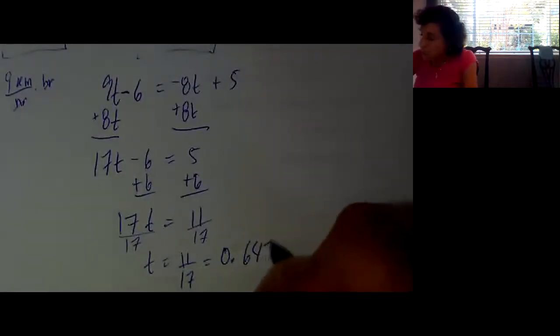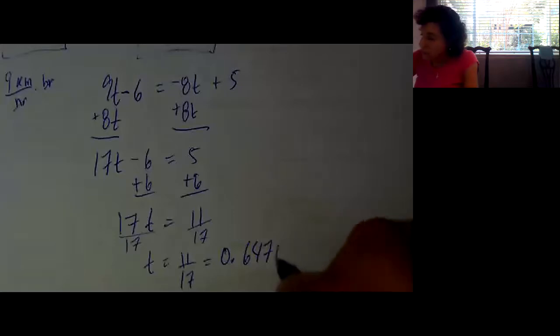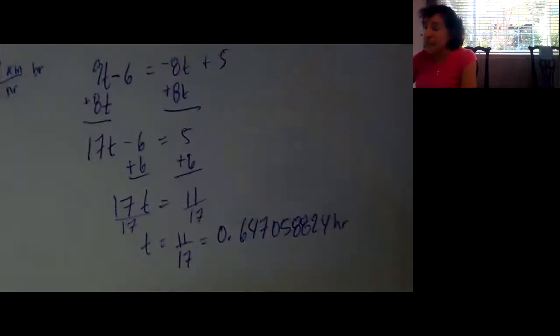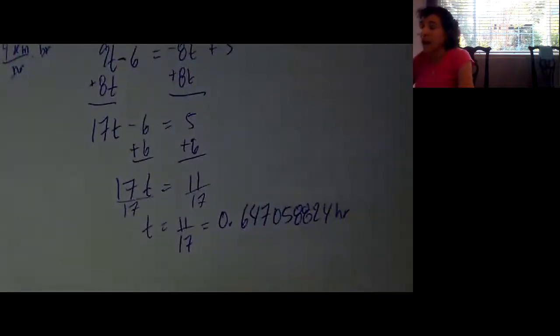So I use my calculator, and I'm going to tell you guys why I don't want you rounding things off. Don't round off until the very, very end because you're going to add error. Anyway, here's what my calculator said. So that is exactly when they met, at a little more than half an hour, 0.647, et cetera, et cetera. You can figure out how many minutes that is.